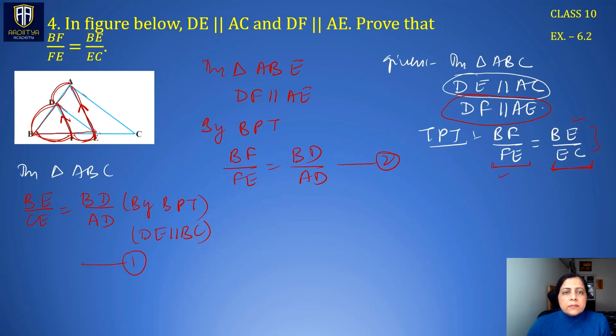Now we are at the same level. The common thing is BD upon AD that we have in both the equations. So you can write here, equating equation 1 and equation 2, we have BF upon FE equals BE upon CE. Right? This is what we had to prove. Hence proved.